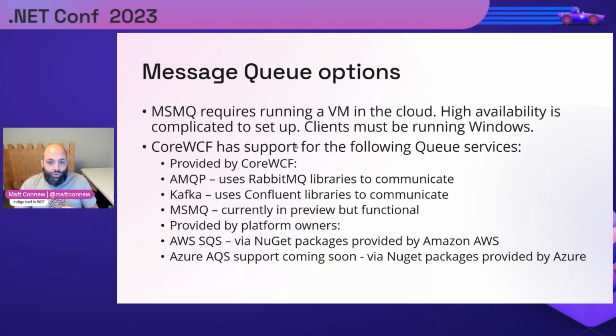We need to remove a dependency on a third-party library which isn't suitable for support. And so once we've done that, then it'll come out of preview. And so the two provided by platform owners: AWS has packages and a binding to work against their SQS product, and Azure AQS support is coming very soon. And so those NuGet packages will be provided by Azure.